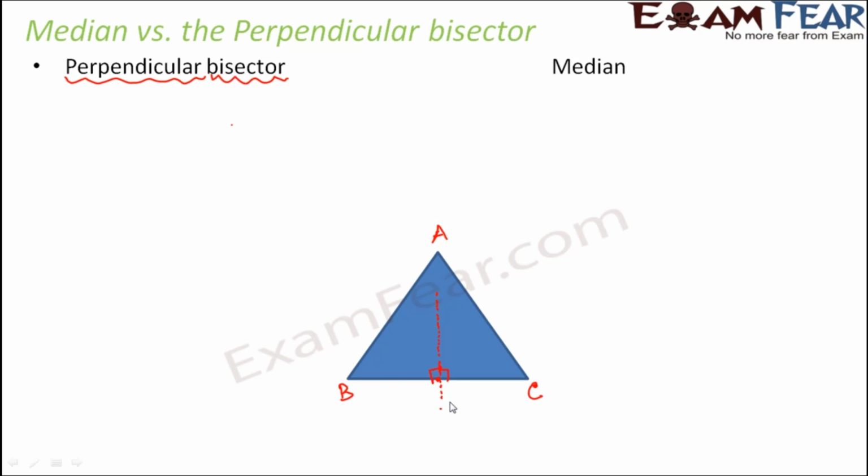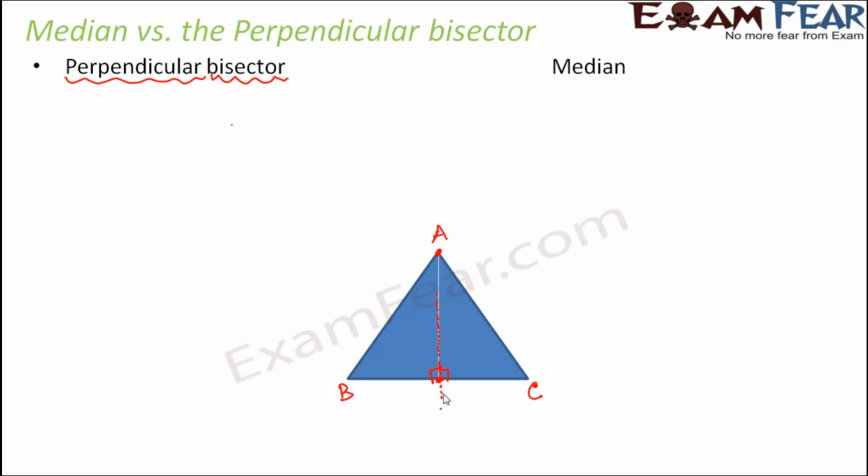And by now we know what is median. Median is that line which joins this midpoint of BC to the vertex A. So that would be median. Now what happens is that in certain triangles, for example this triangle, which is actually an exception, in some exceptional triangles the median and the perpendicular bisector coincide.